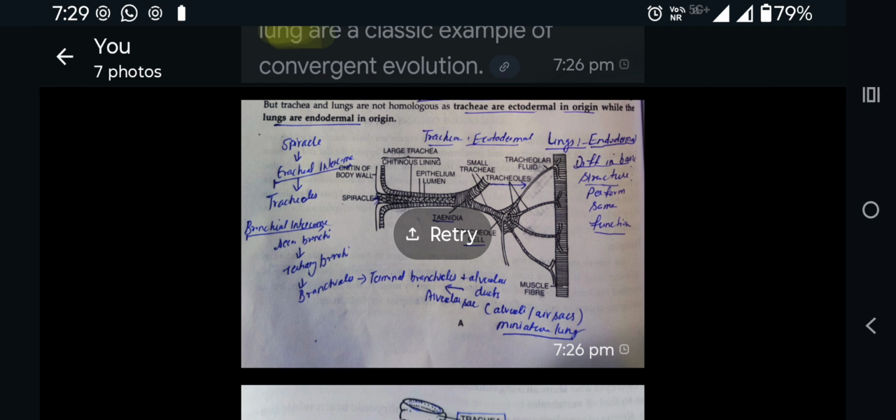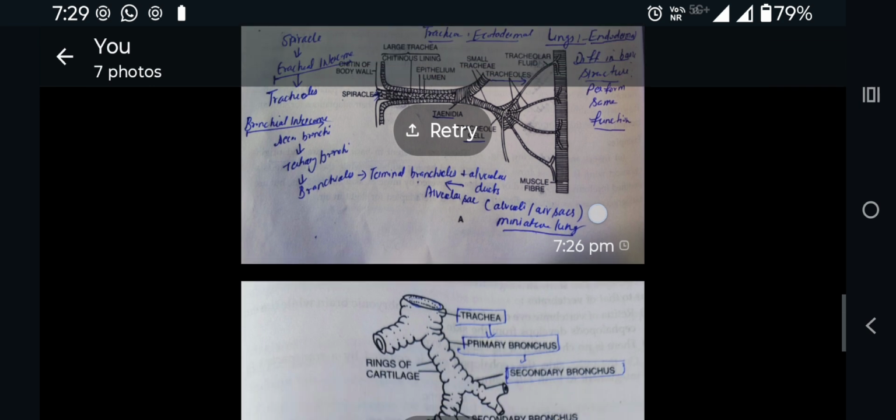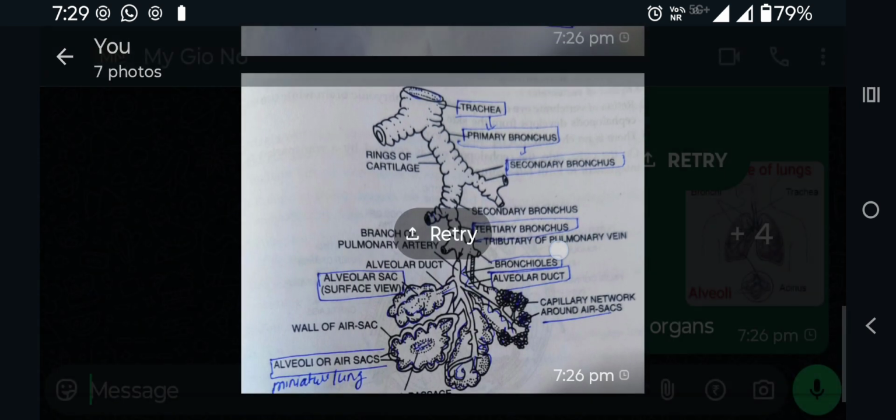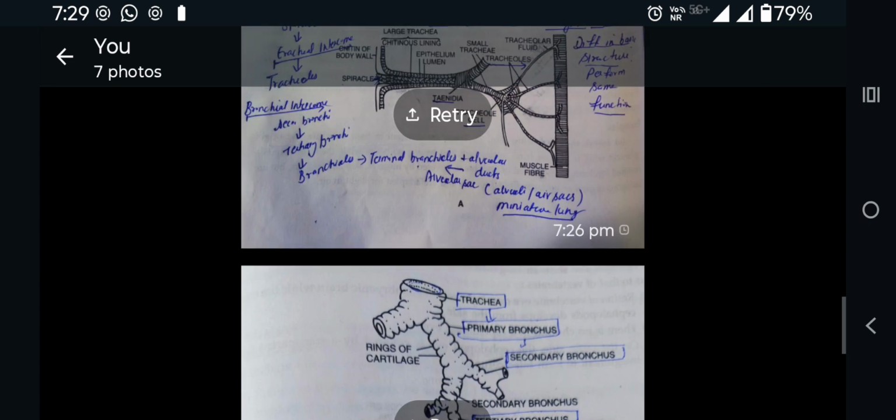You can draw the diagram from this picture. That's how the tracheal system works in an insect. So, the main function is respiration. In the case of lungs, they are endodermal in nature and different in structure, but they are also performing the same function. So, this is the example of the tracheal system of an insect, and you can see here the pulmonary system of the human being or the vertebrate.